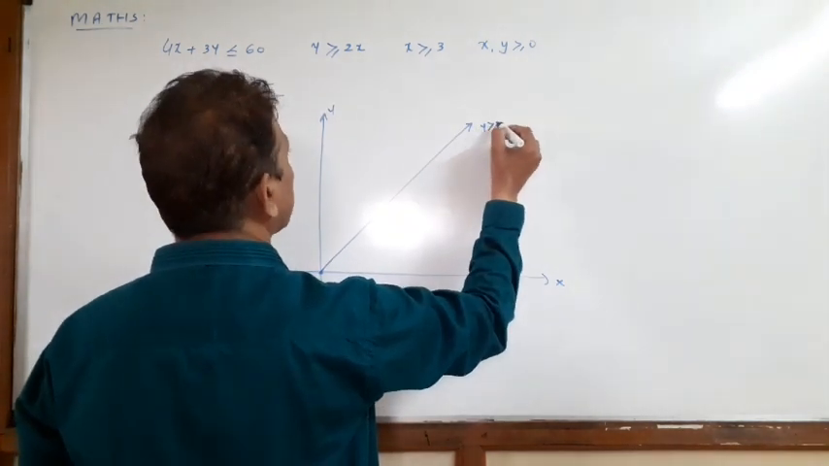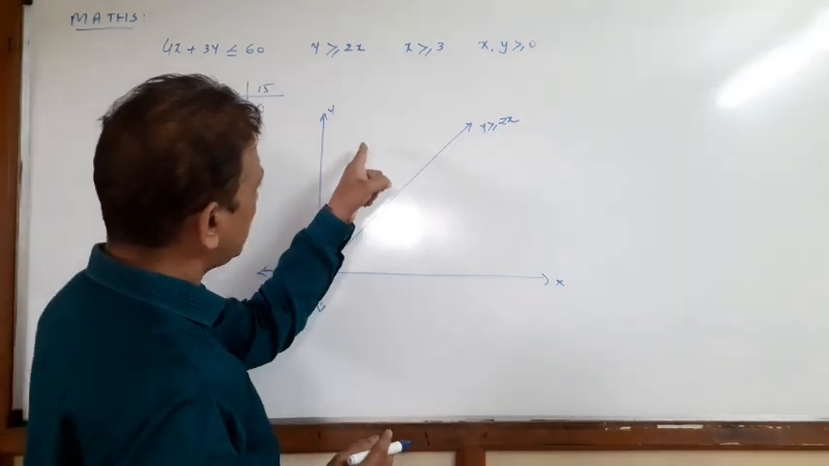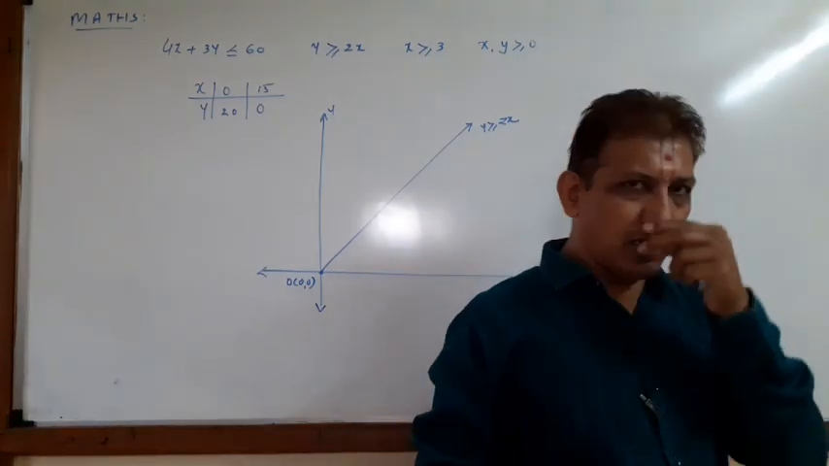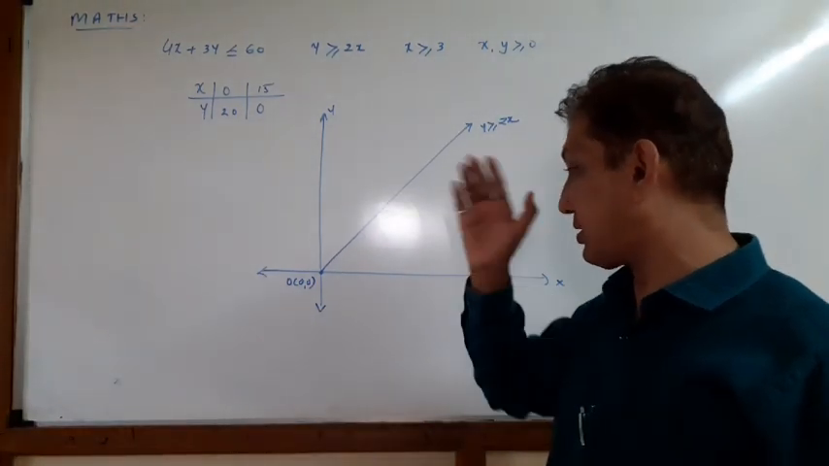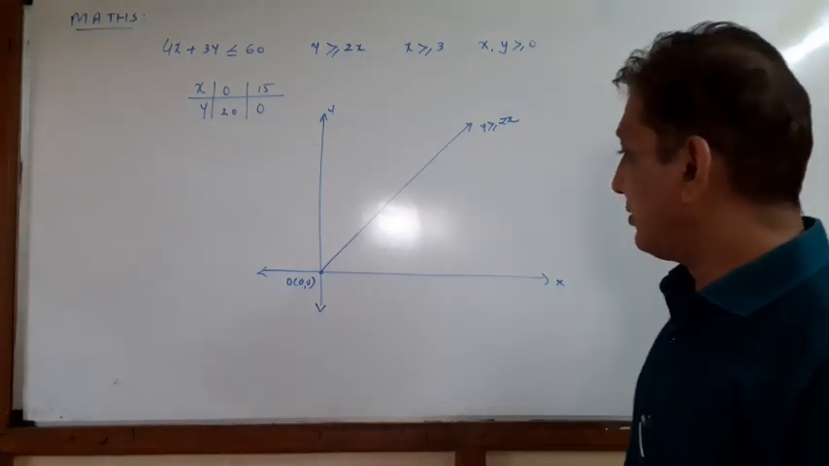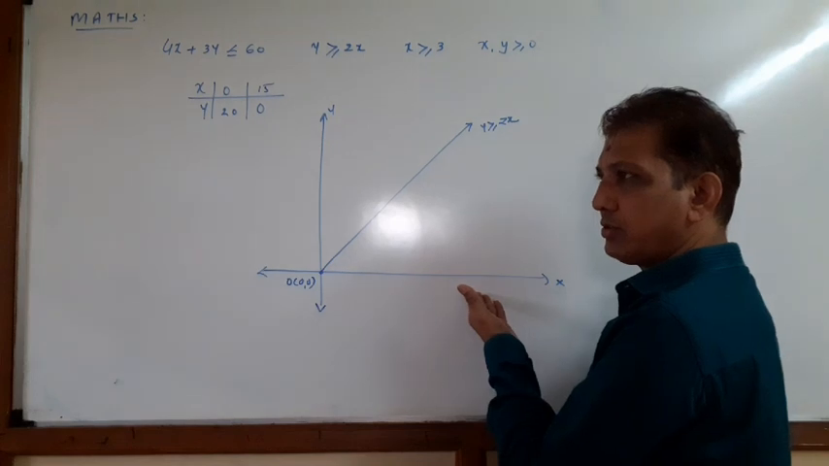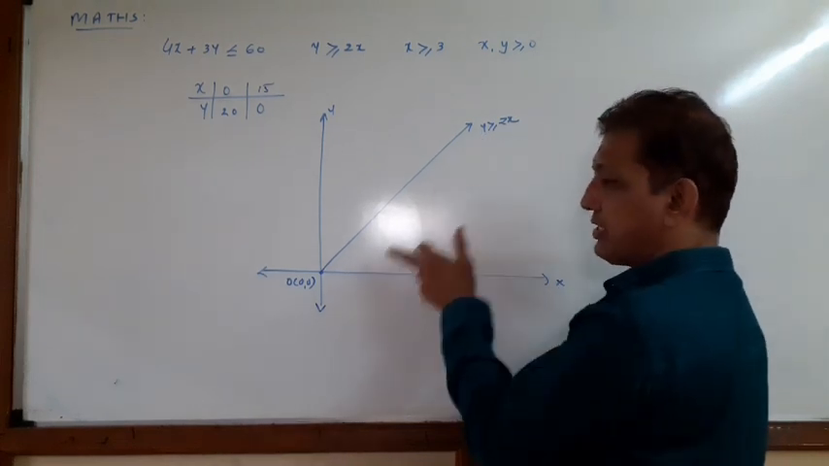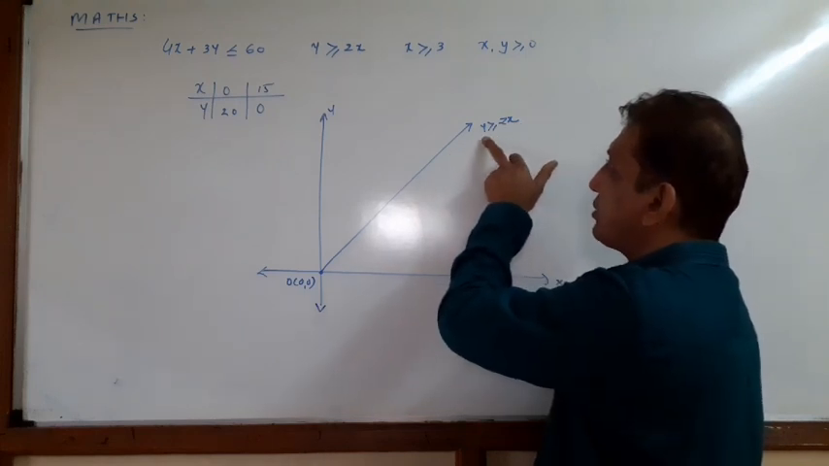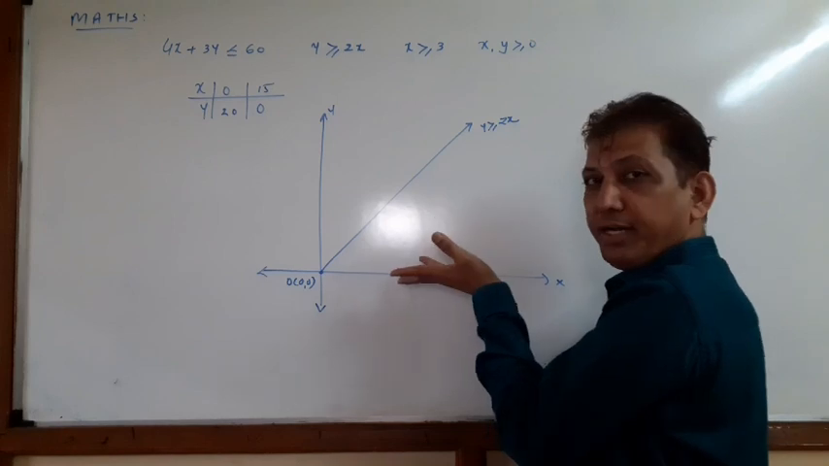Y is greater than or equal to 2x. Now decide which portion, left or right, anyone? Part 1 or part 2, which part is possible? Check one point. Put x equal to 1, y equal to 0, the point (1, 0). So 0 is not greater than 1. So this part is not included.